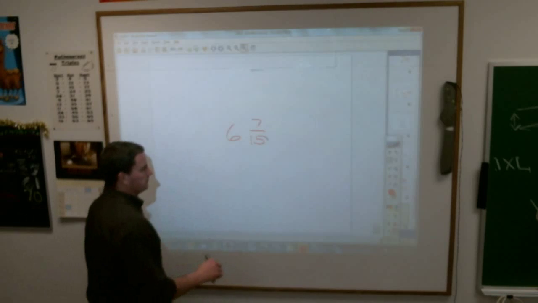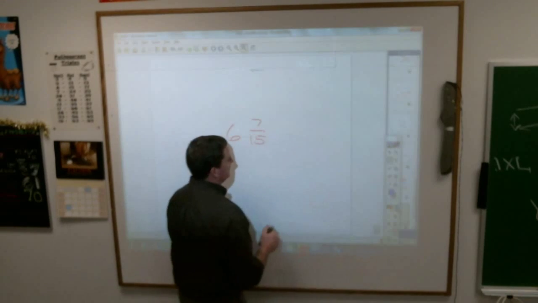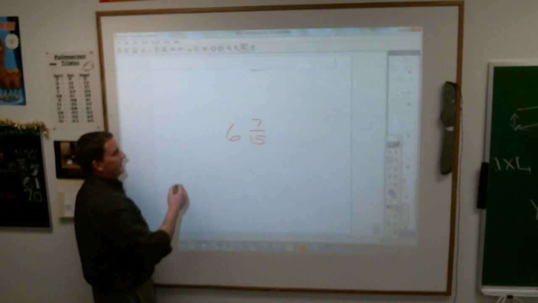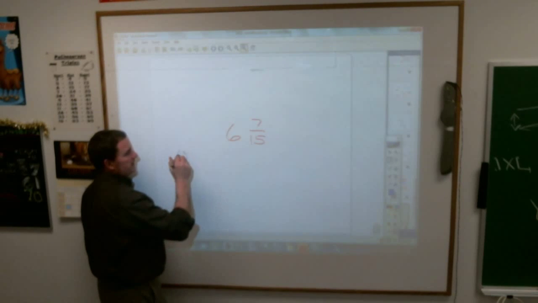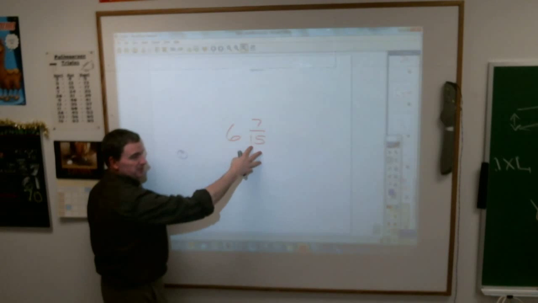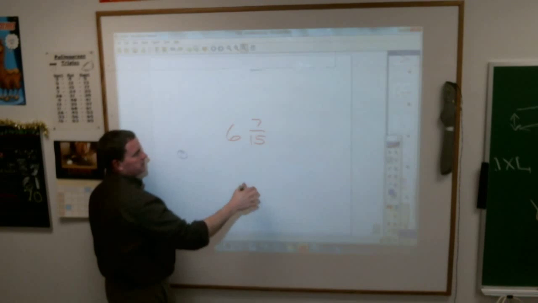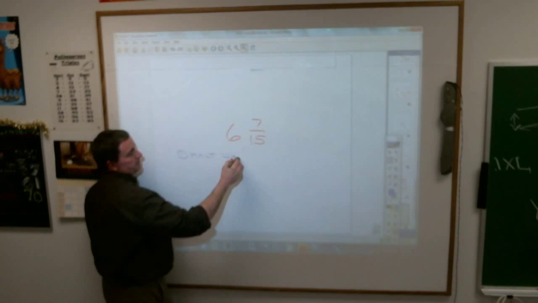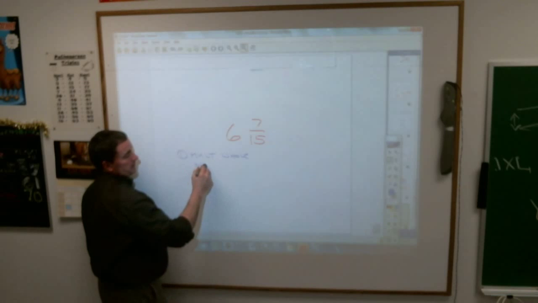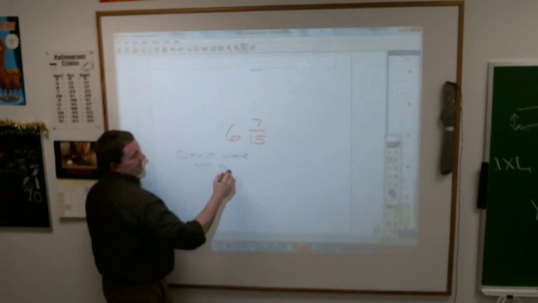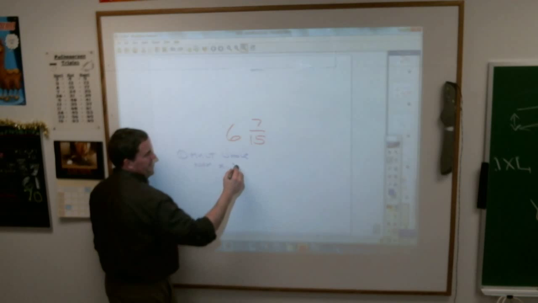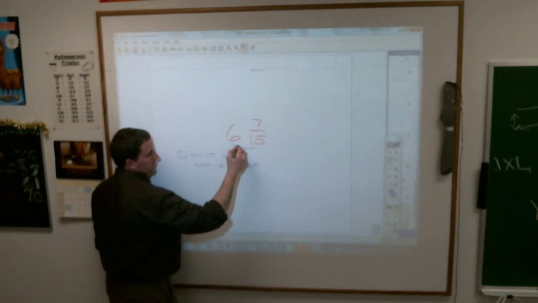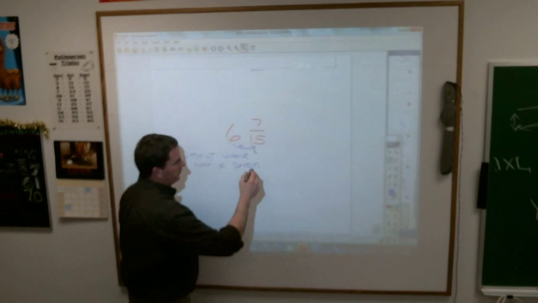Maggie, nervous? Take 6 times 15 and then add it to 7. Okay, so let's write that down. She's got it right. Because we have 6 circles that we cut into 15 pieces, we don't need to draw them. We can just multiply the whole number times the denominator. In other words, take 6 times 15. Take my word for it, that gives you 90.